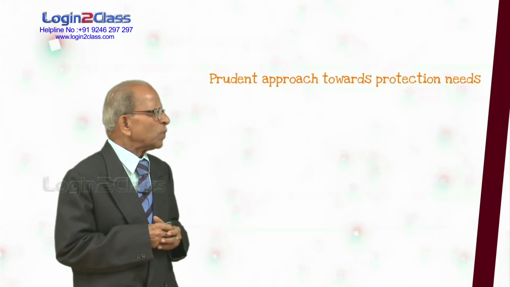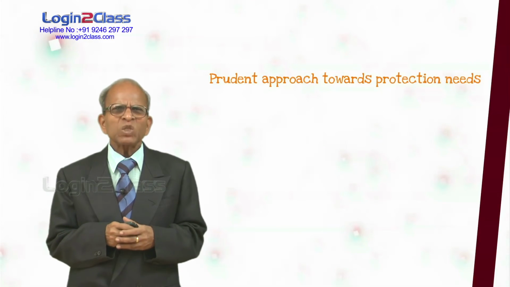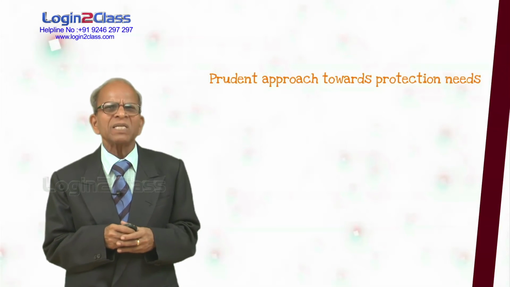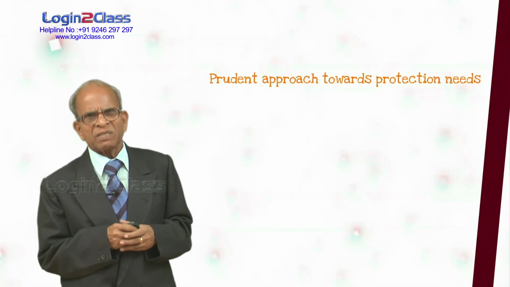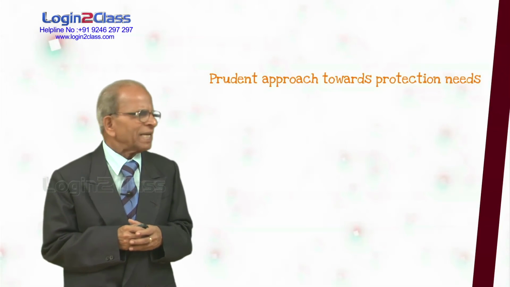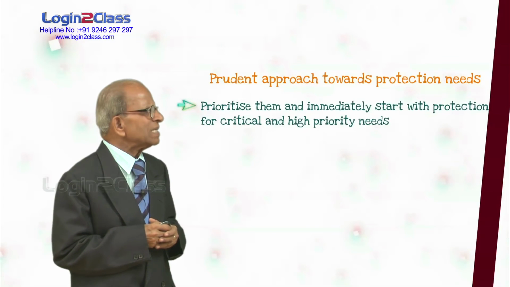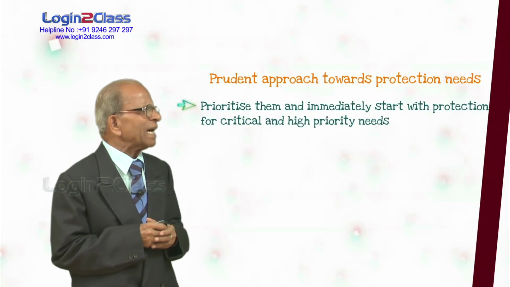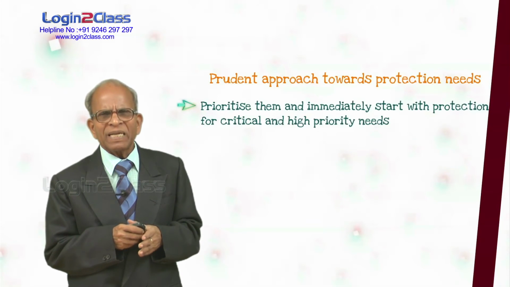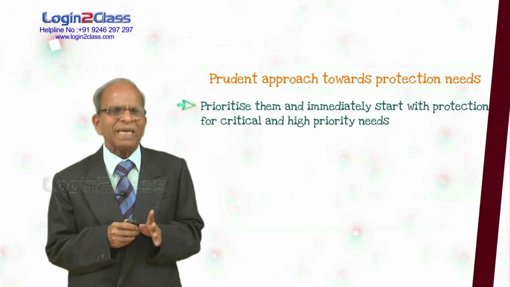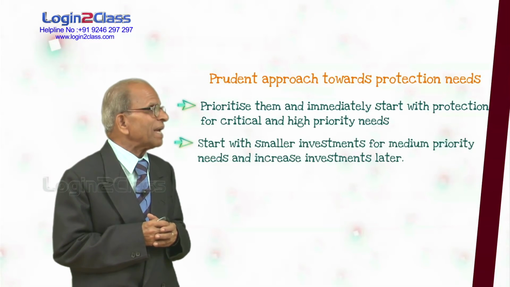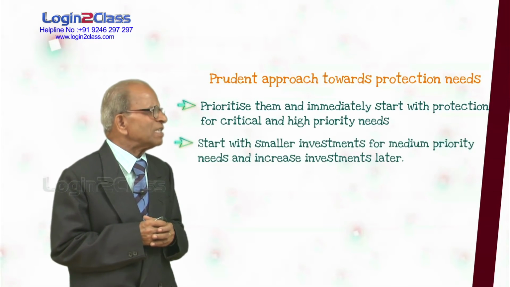So, a prudent approach towards protection needs. One has to be prudent. He has to be very guarded, very cautious in dealing with these things, because these are life and death questions. Your responsibility to family is the most important responsibility. Prioritize them and immediately start with protection for critical and high priority needs. As we have seen, critical needs and high priority needs ought to be taken care of immediately, whatever be the income. Start with smaller investments for medium priority needs and increase investments later.